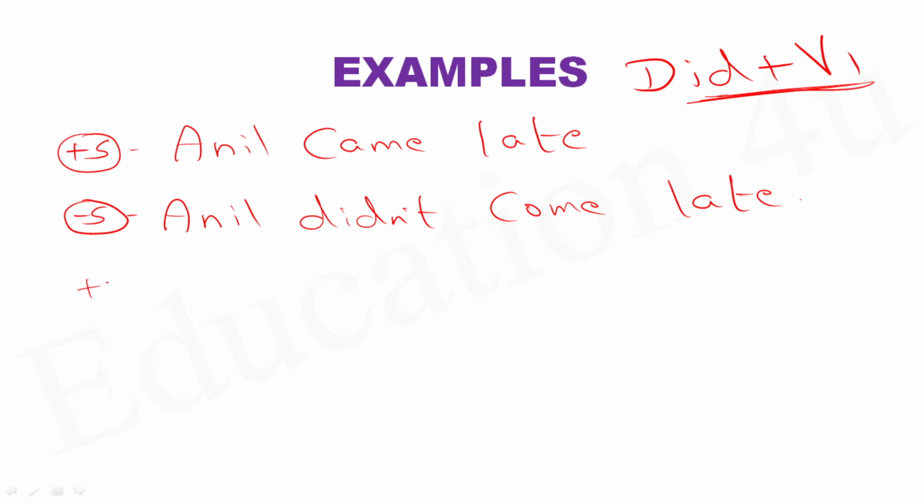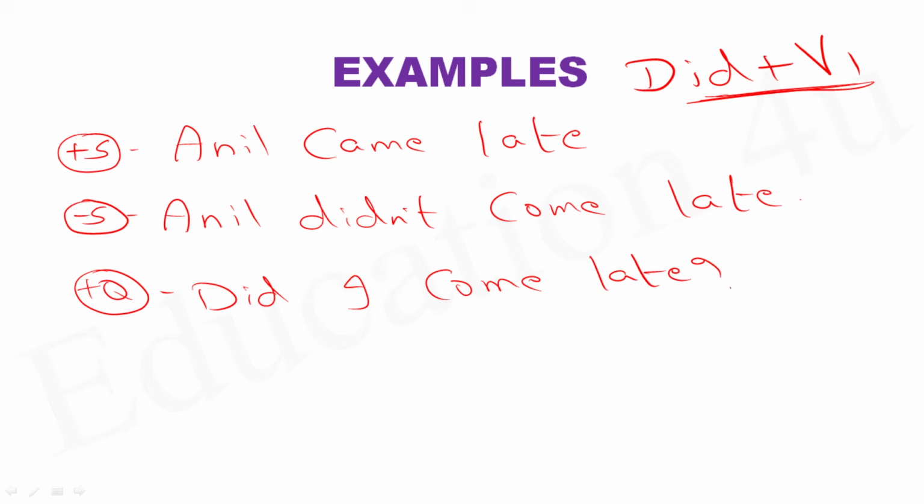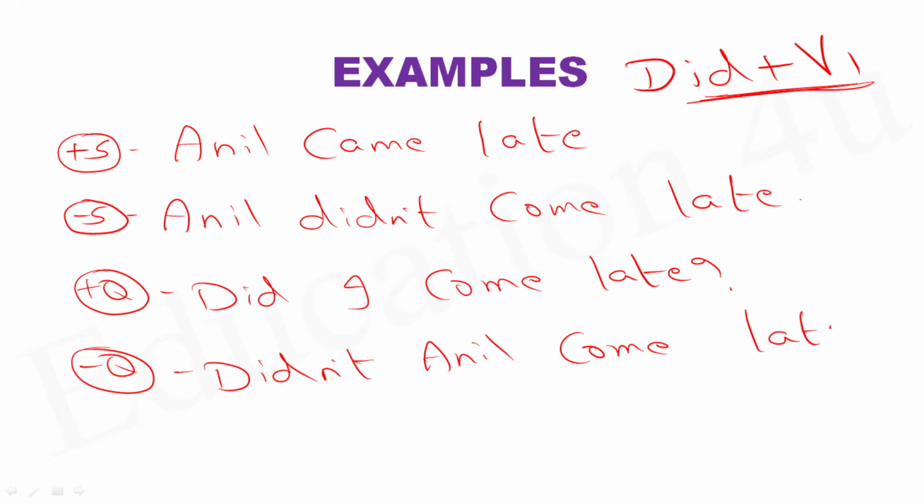Now, I want to ask a positive question. How do I say that? I'm asking a question like this. Did Anil come late? Because I'm not very sure, I'm asking a question. Now I want to ask a negative question, which is like this. Didn't Anil come late? So if you see these 4 expressions: positive statement, negative statement, positive question, and negative question. Anil came late. Anil didn't come late. Did Anil come late? Didn't Anil come late?